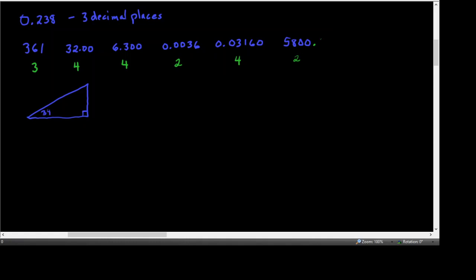Okay, so 34 degrees, 30 minutes, has 3 significant digits. That last 0 is not significant, placeholder. And that's angle A.